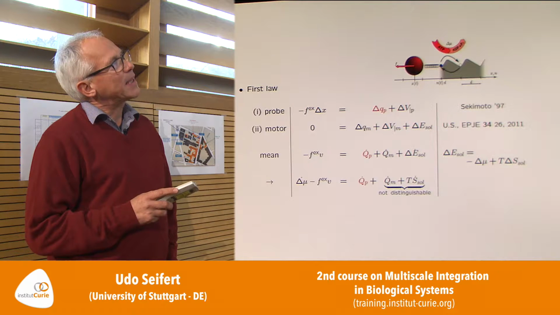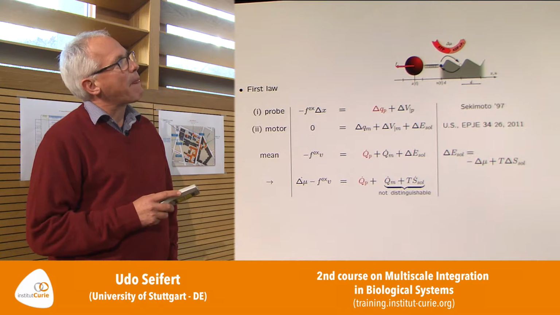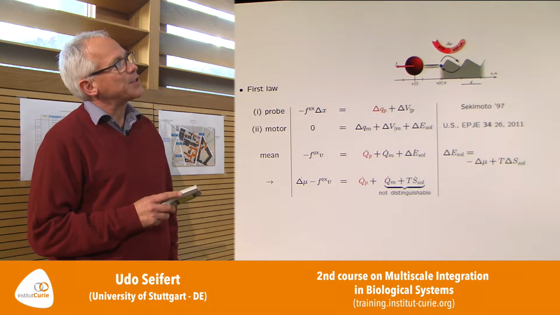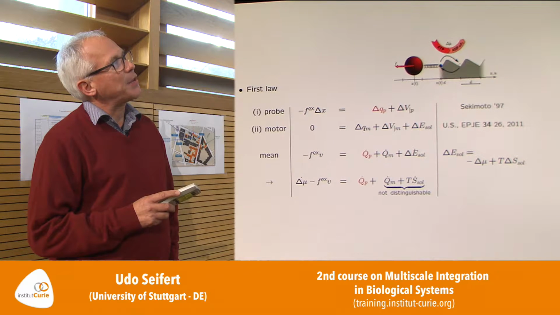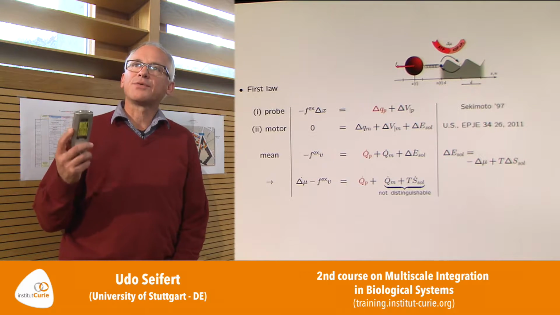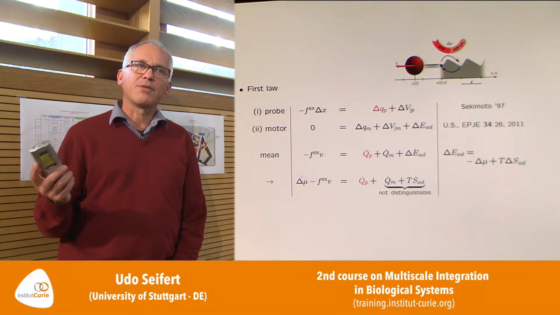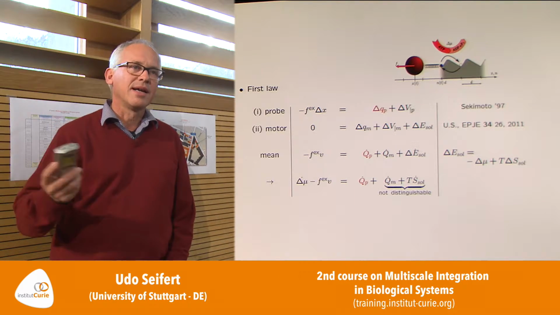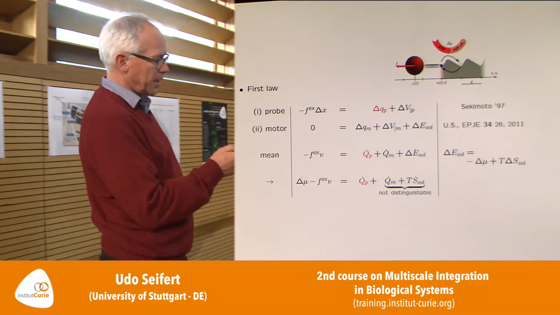Now, what happens if the motor moves 1 step? There is no work. There is heat associated with this chemical reaction. There is a change in the length of the spring. And because we have a chemical reaction, the internal energy of the surrounding solution has changed. We have one less ATP and we have one more ADP and Pi. That changes the internal energy.